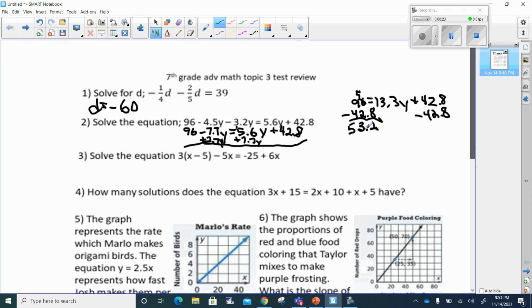Now, 53.2 is equal to 13.3y. All right, all this above it had been taken care of. This was eliminated. Now I've got to go ahead. Remember, this is a y. I've got to get this 13.3 away from y, so I'm going to divide it away. Whatever I divide on one side, I'm going to divide on the other side.